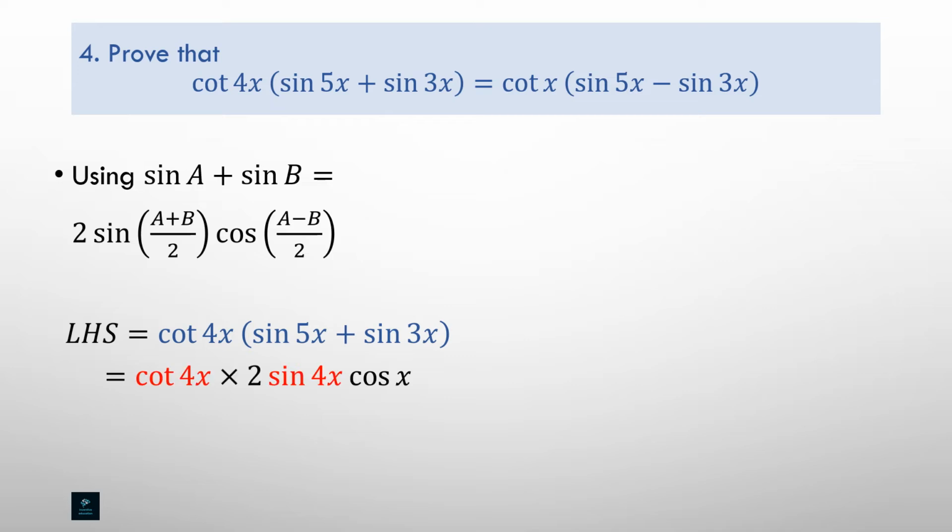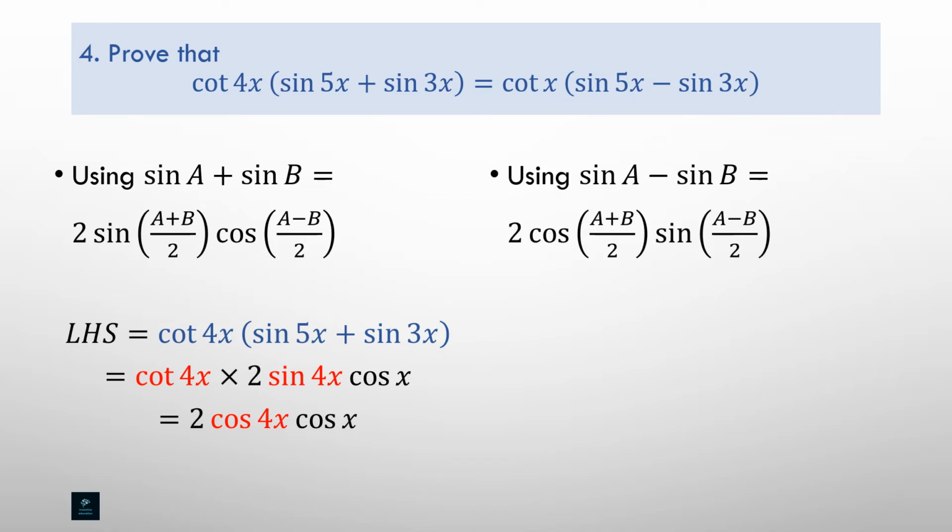Sin of 5x plus sin of 3x becomes 2 sin 4x cos x, and this is multiplied by cot of 4x. Now cot of 4x times sin of 4x will become cos of 4x, as cot of 4x is equal to cos of 4x divided by sin of 4x, and multiplied by sin of 4x it gets canceled, and we get cos of 4x. Therefore, this becomes equal to 2 cos 4x times cos of x.